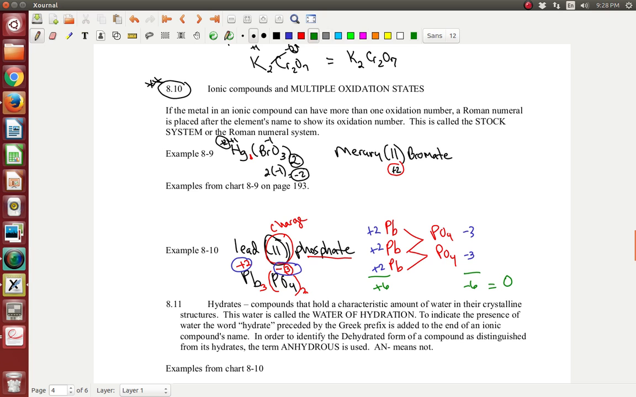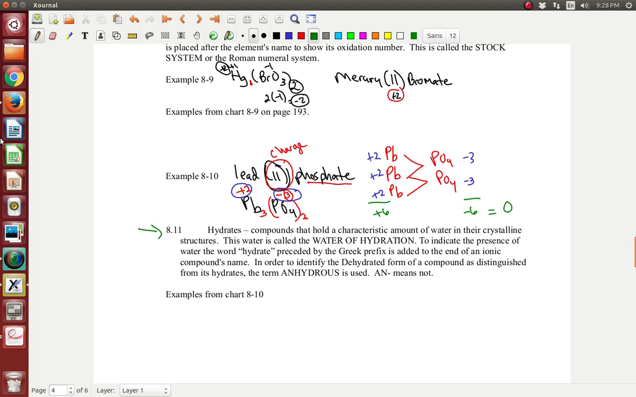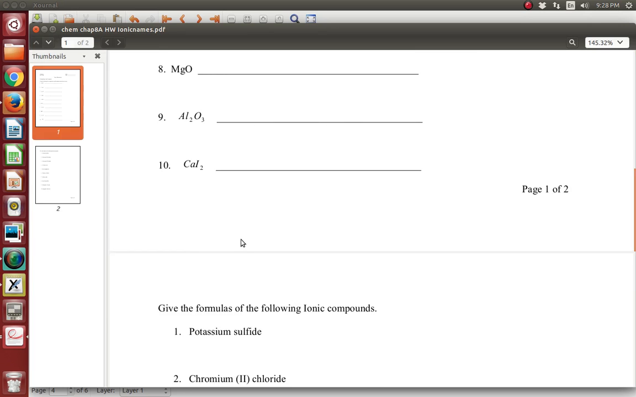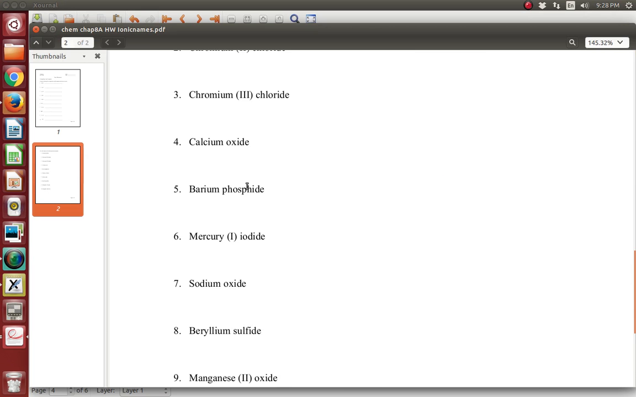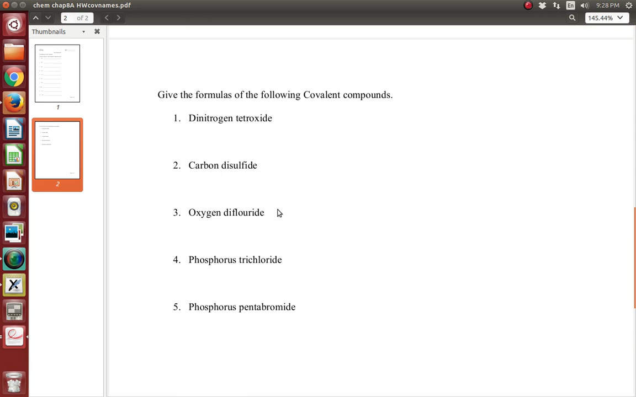Okay, I'm hoping that will be enough for you to do your homework, and I will get to hydrates and binary acids when I get back. So let me look at the homework pages one more time. There they are. Yeah, we got Roman numerals for ionics, and then here you're going to turn the names into formulas, and then you're also going to have covalent ones. Turn the formulas into names, and then the names into formulas. Work together, please, and get as much of this done in class as you can.